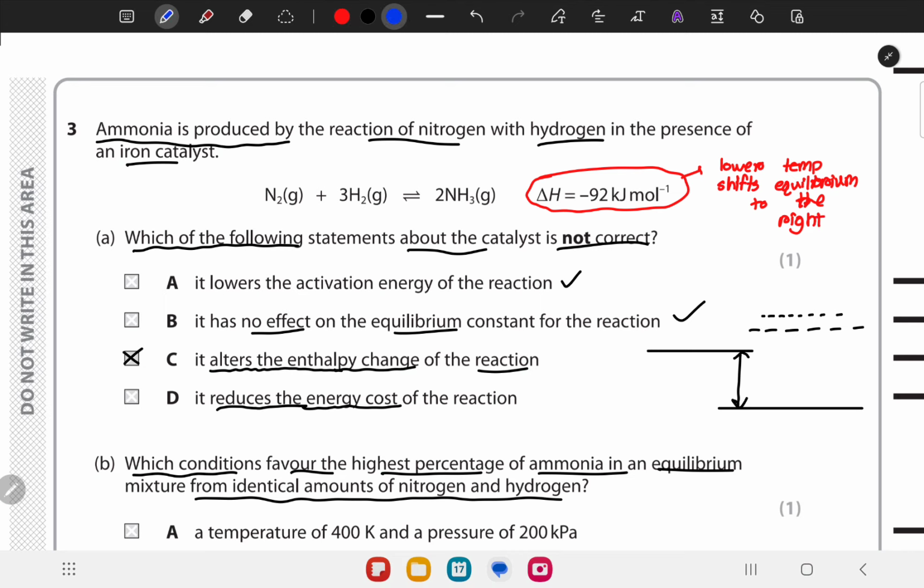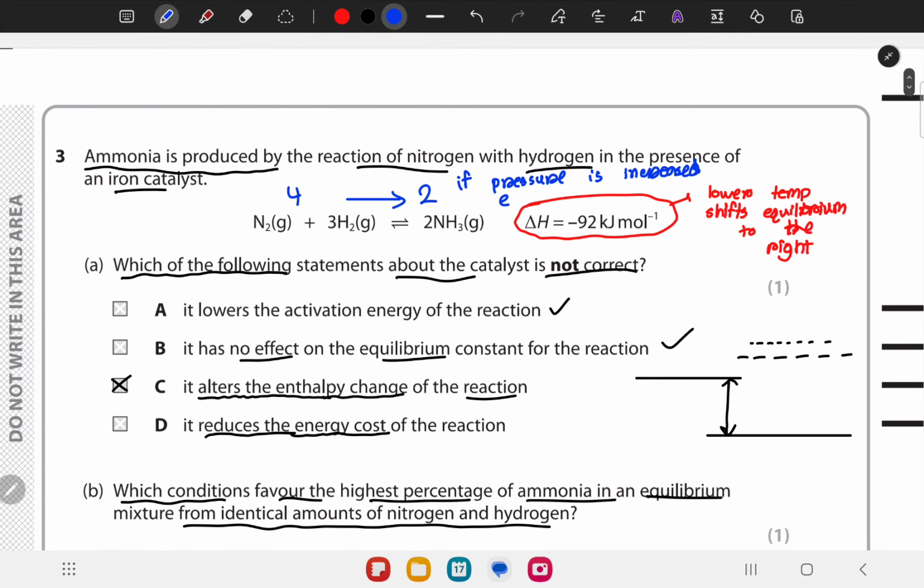And if you think about pressure, there are 4 moles of gas on the left and 2 moles of gas on the right. So if we increase the pressure, the forward reaction will be favored. So if pressure is increased, equilibrium shifts to the right.